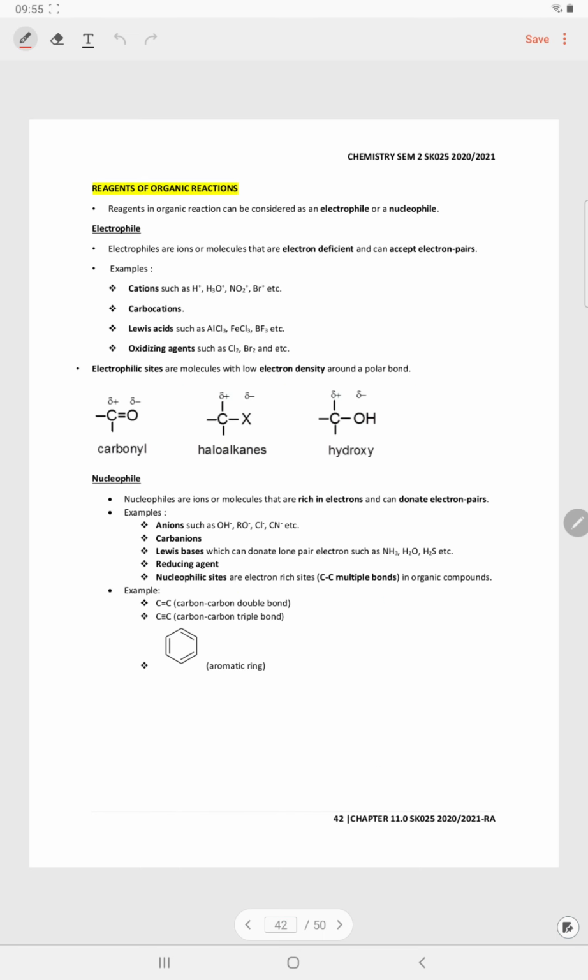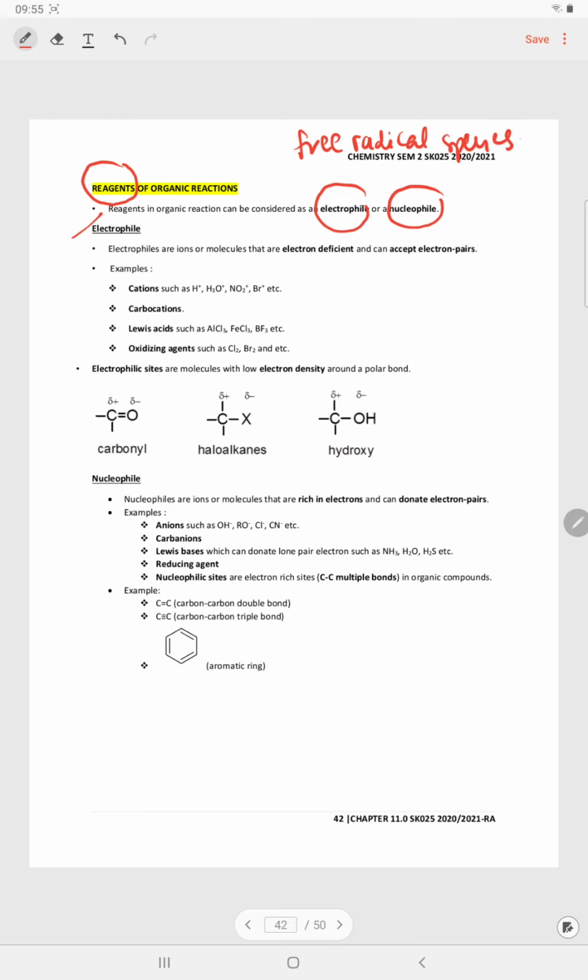Okay, so we try to learn about the reagents involved in chemical reactions in organic chemistry. Basically we have electrophiles and nucleophiles, and another one, free radical species. Okay, we focus first on electrophile.